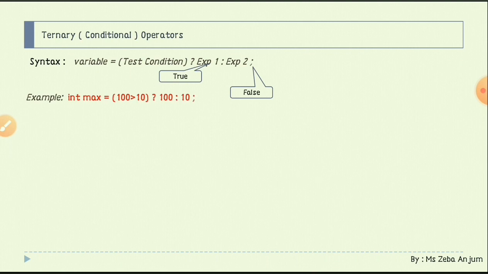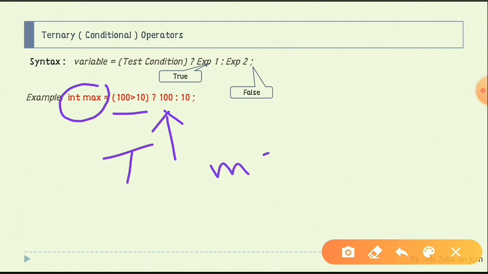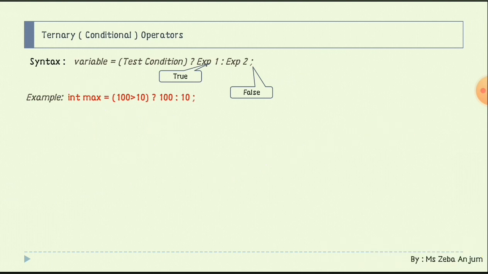Let us take an example to explain the same. We have int max over here, and 100 greater than 10 is our condition. Obviously 100 is greater than 10, so our condition is true, and for true the first expression, 100, will be evaluated. On the left hand side we have an integer variable, that is max. So automatically after this line we have max equals 100.